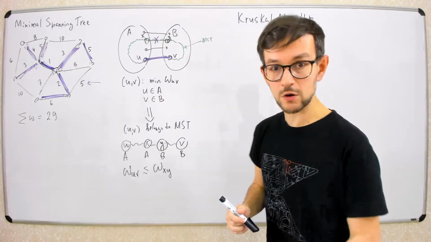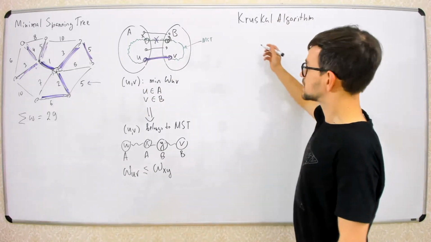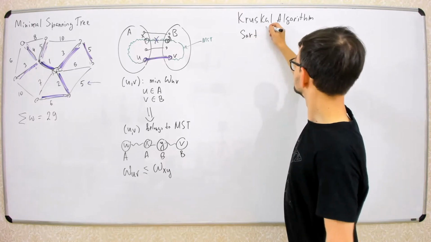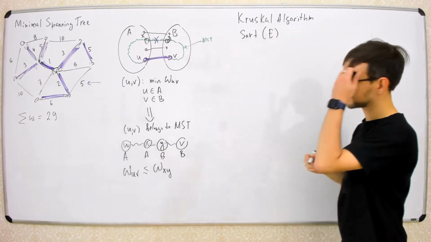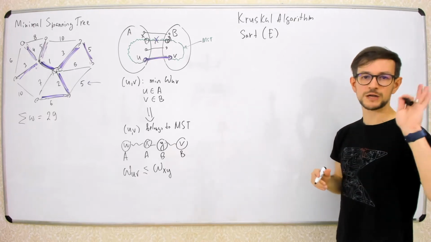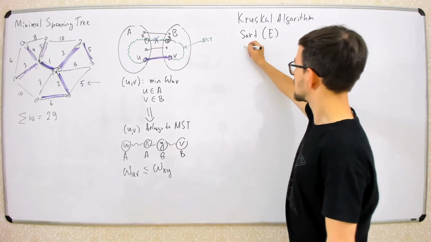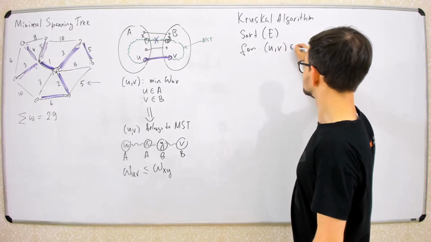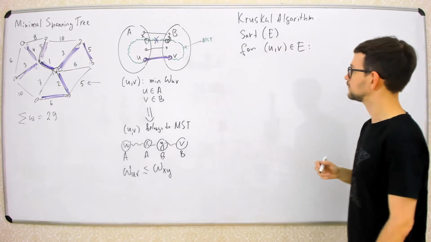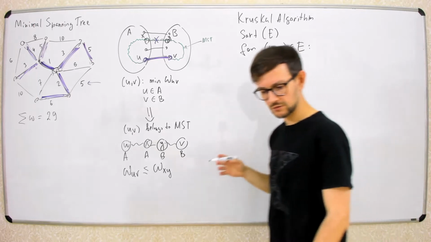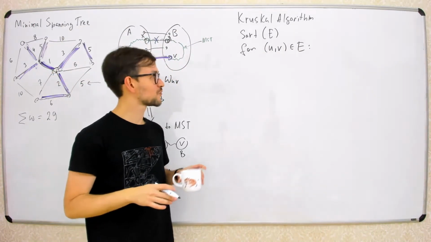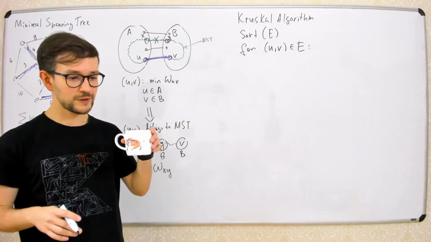That's the whole plan. So the plan is like this: sort edges. E is just the set of all edges, just for simplicity. Now we iterate over all edges. I'll use a very strange language today. That's not usually how you write loops in your programming language, but it's cool.